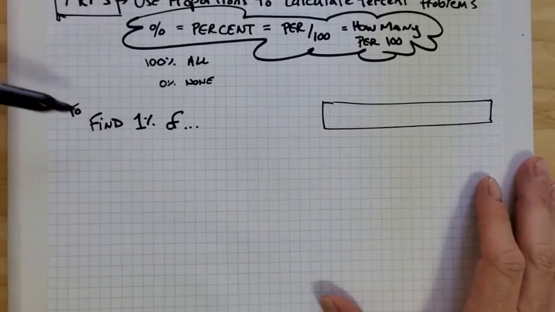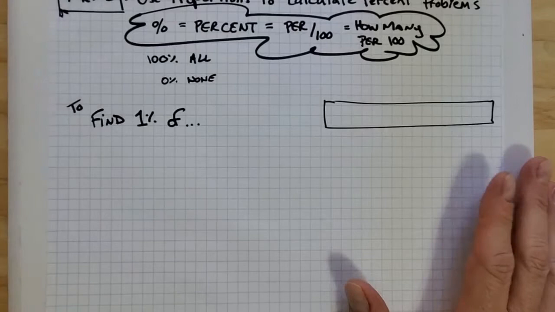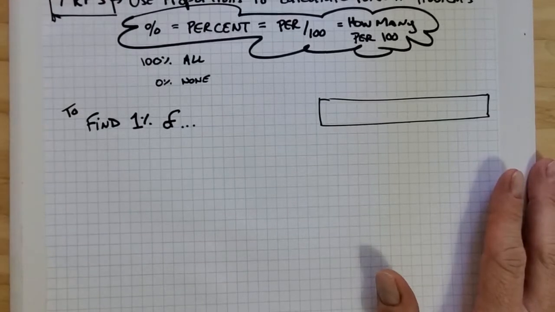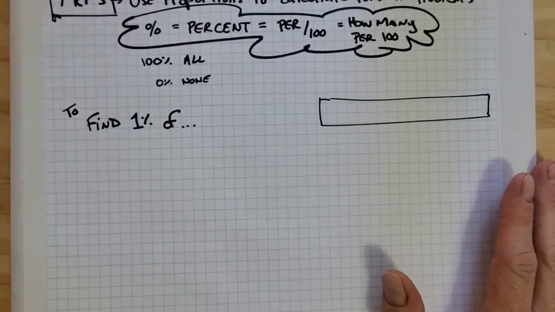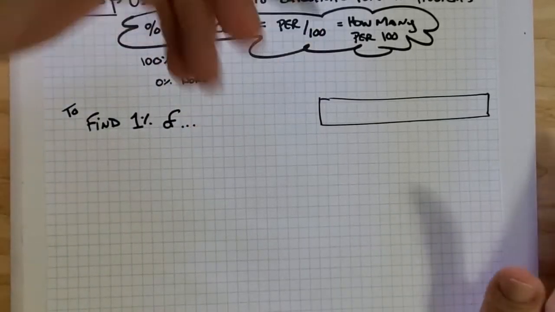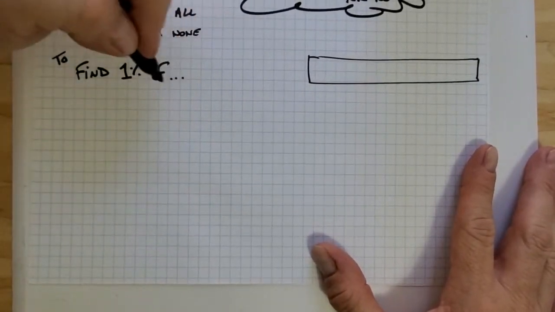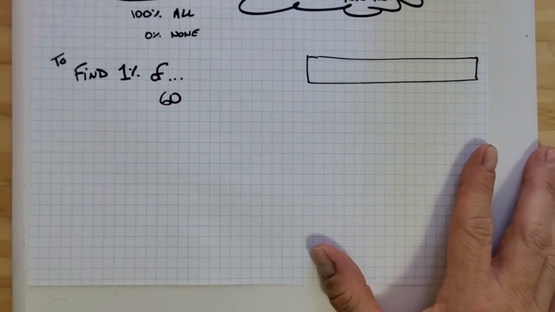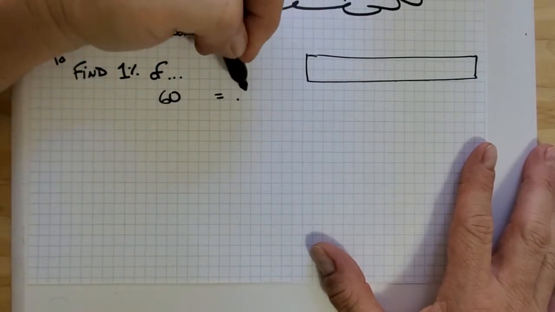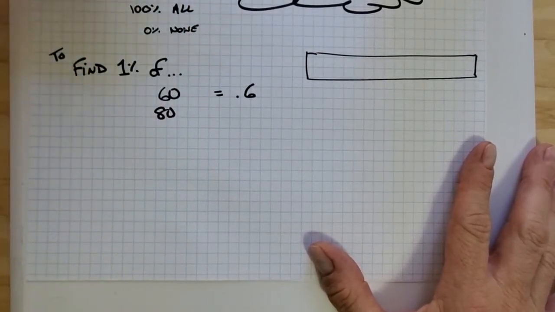So we're going to work with finding 1% of something. Don't forget, finding 1% means 1 out of 100. Let's start with 60. I'll find 1% of several numbers, and when I'm done you're going to tell me what the shortcut is. What is it that I'm doing? 1% of the number 60 is 6/10. Let's go with 80. Find 1% of 80.